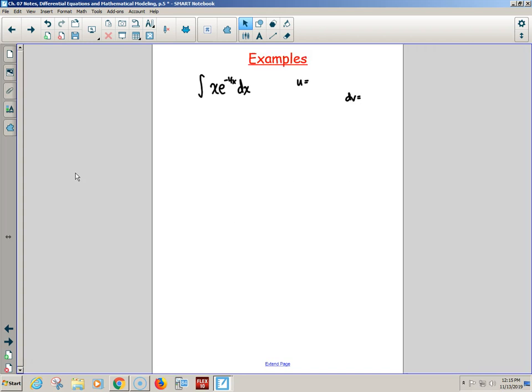Bloop. So, ready, set, I don't know, choose one, go. Yes, it's x times e to the negative 4x. Don't worry, it's not that bad yet. It never gets bad, it just gets fun.